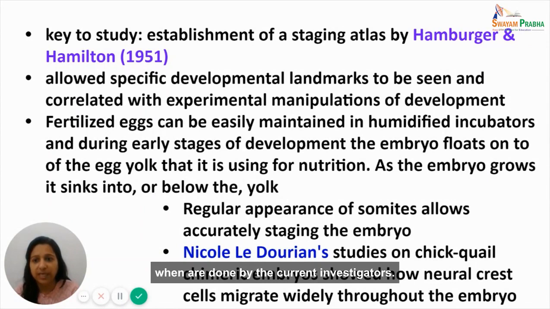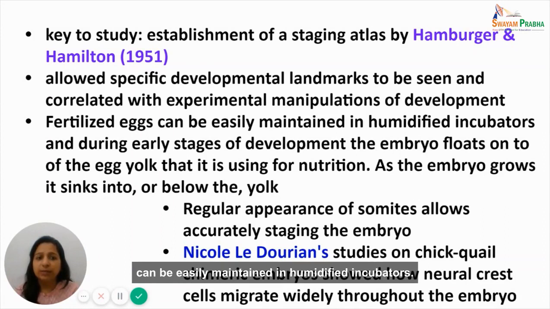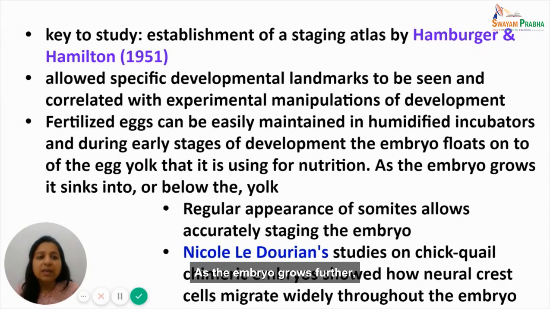Now, the fertilized chicken eggs can be easily maintained in humidified incubators, and during early stages of development, the embryo tends to float on the top of the egg yolk, which it is using for nutrition. As the embryo grows further, it may sink into or below the yolk.